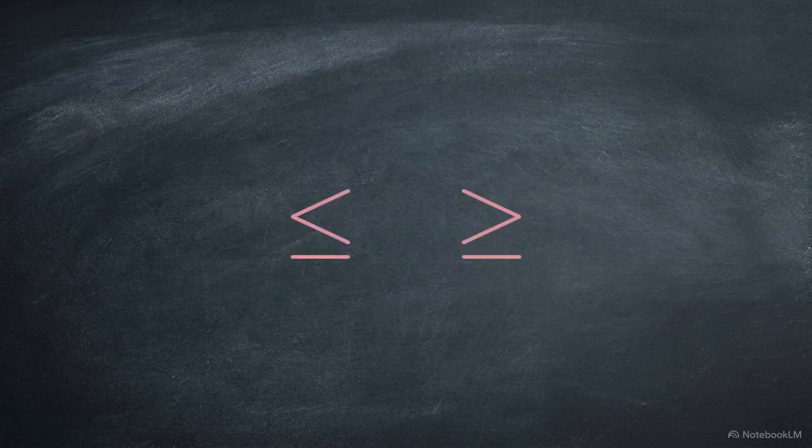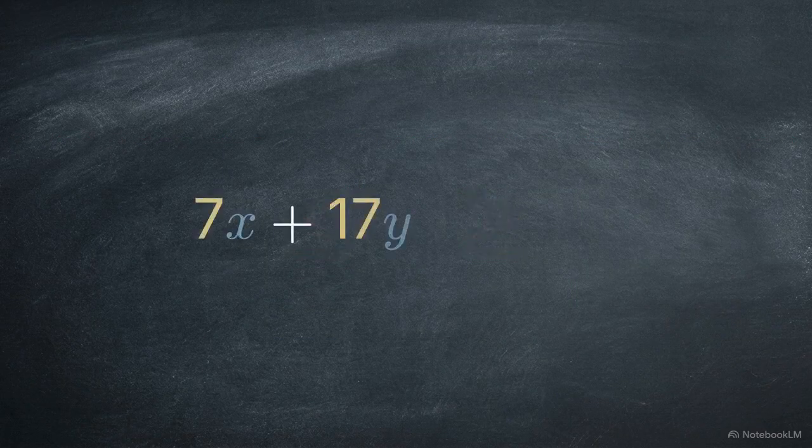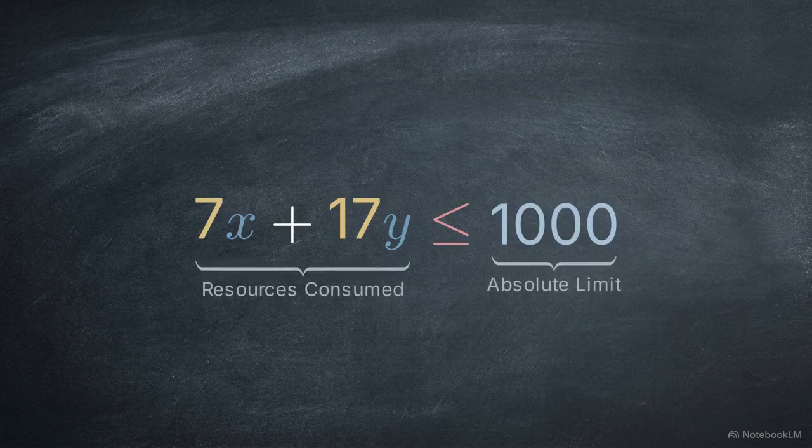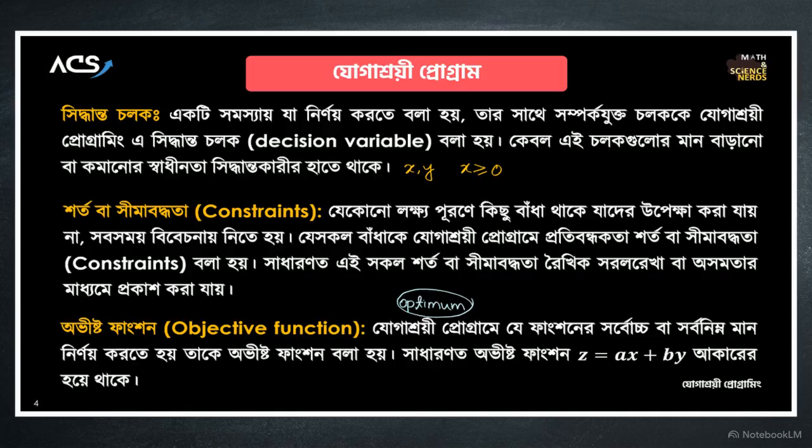In algebra, these limits are expressed as inequalities. We state that the total resources consumed must be less than or equal to, or greater than or equal to, the absolute limit. Finally, we define the objective function. As you can see at the bottom, this is written as z equals ax plus by. This single equation is our target, what we want to maximize or minimize.